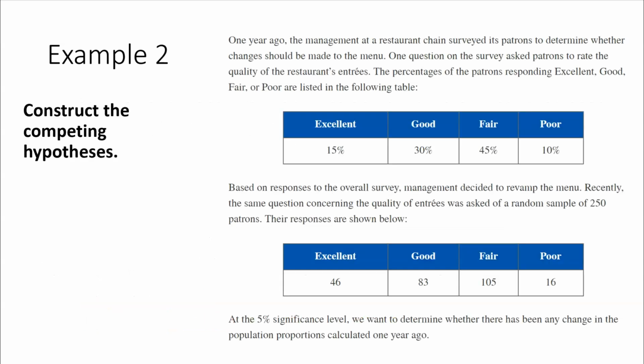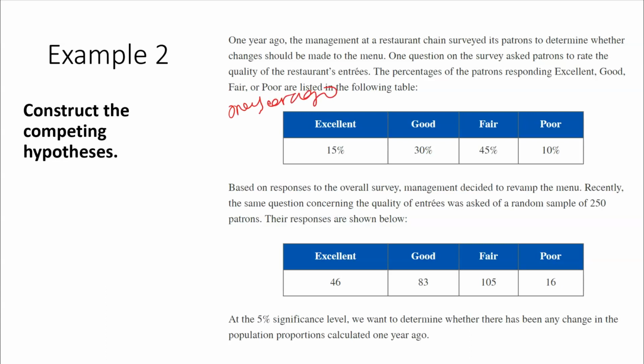Let's do another example, and we're going to take this example and continue with it further. One year ago, a restaurant chain gave a survey about changes to the menu. One question asked them to rate the entrees. These are the percentage responses from 1 year ago.